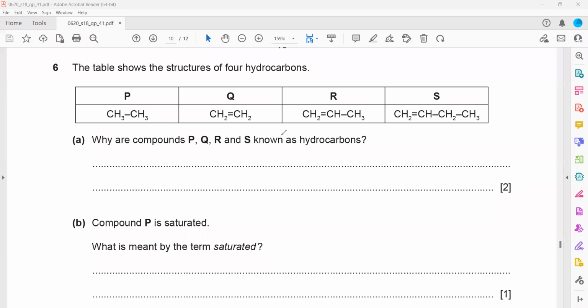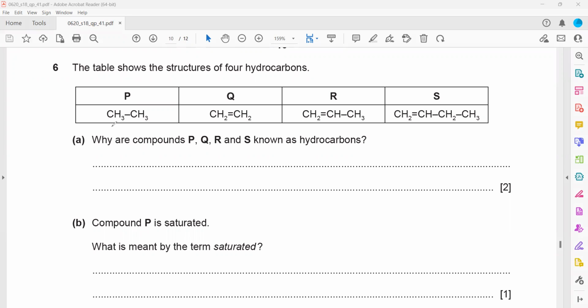So this one is May-June 2018 paper 4 variant 1. The table shows a structure of 4 hydrocarbons, compounds P, Q, R, and S. What is compound P? The name of this compound.